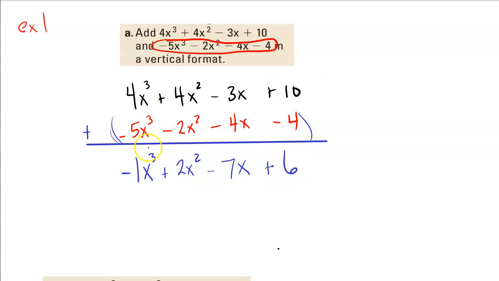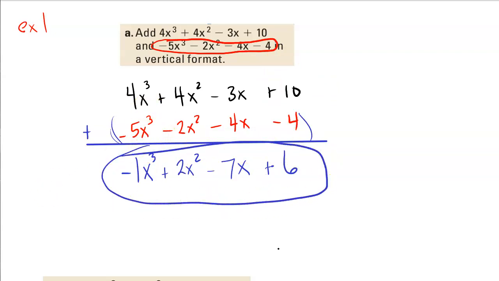And that's it. So when I'm taking two polynomials and I'm trying to add them together, I'm really just looking for like terms. And so I can just match up the like terms and add the coefficients and go ahead with it like that.